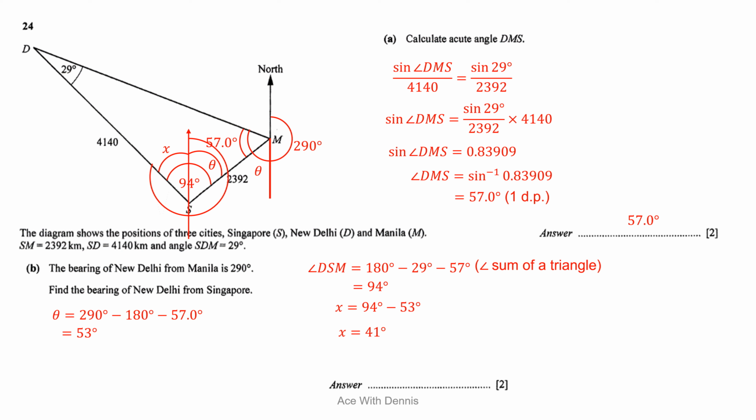So this will be the bearing of New Delhi from Singapore. The bearing here will be 360 degrees minus x, which is 41 degrees. Hence the bearing of New Delhi from Singapore is 319 degrees. So 319 degrees is the answer.